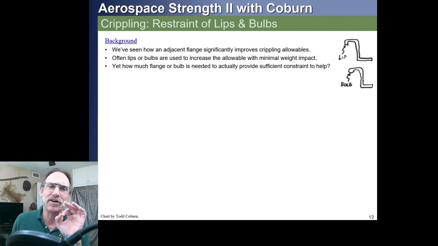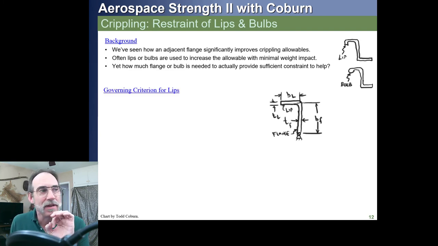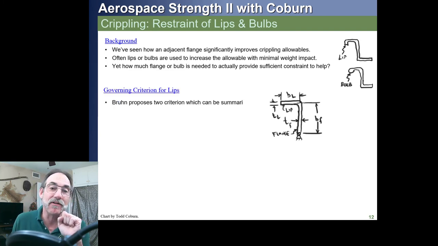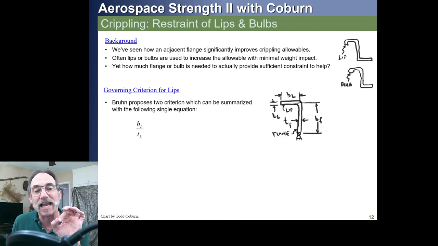So I think some of Wagner's work or Gerard's work may have developed this, but Brun lays out a couple criteria for evaluating whether this flange is sufficient. If we use this nomenclature here, we're going to define the length and thickness of the flange and the length and thickness of the lip as shown here.